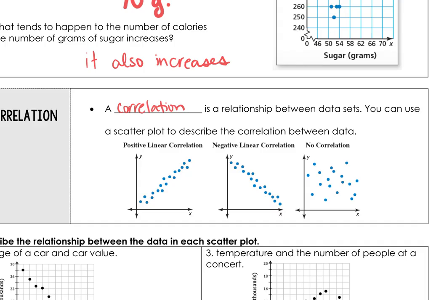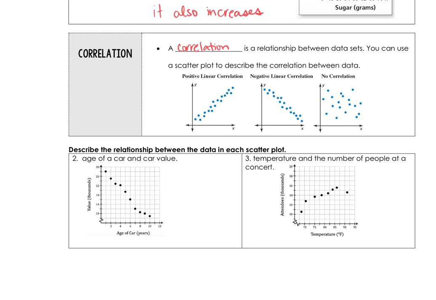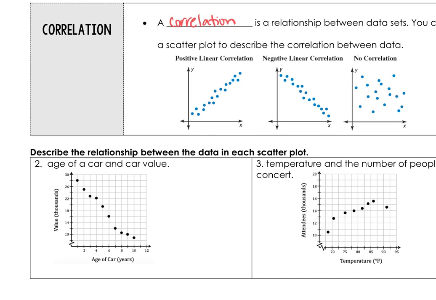Okay, so now that we've talked about those three types of correlation, let's see if you can identify it. So I've given you two scatter plots here. Number two, we've got the age of the car and the value of the car. So what do you notice? What kind of trend do you see with that scatter plot? It's decreasing, so this would be a negative correlation.